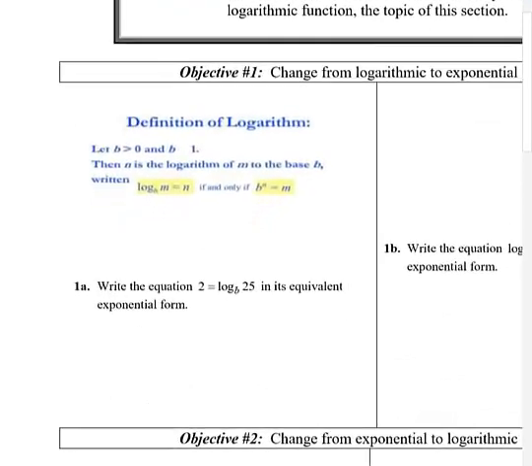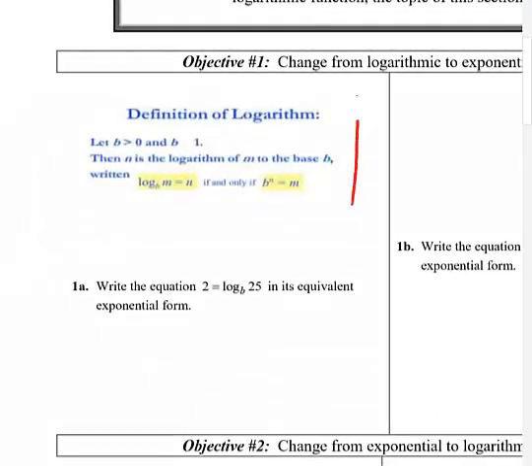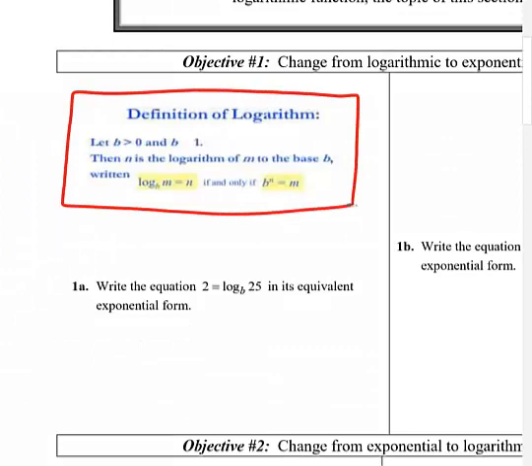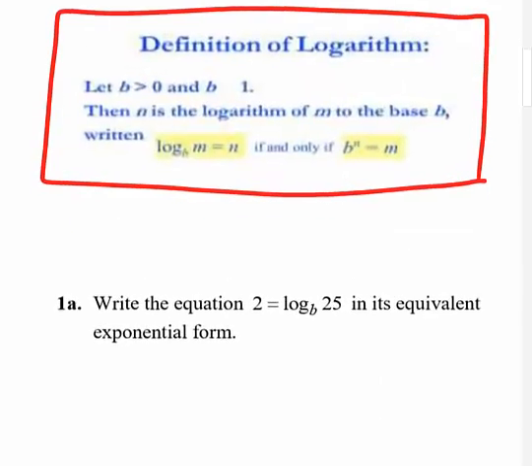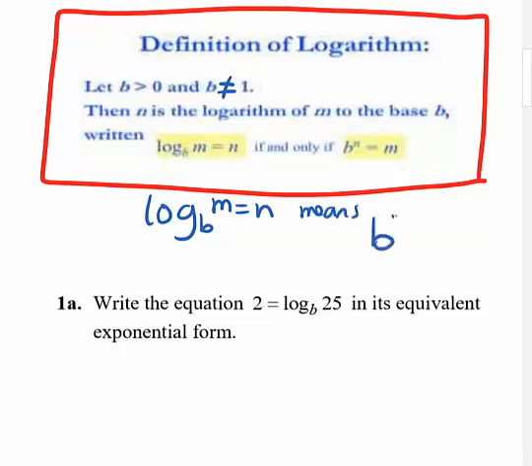So, what's the definition of a logarithm, and how do we write them out? What do they look like? Here is the definition. It says let b be greater than 0, so it has to be a positive number. And b should not be equal to 1. That should be a not equal to sign, sorry. Then n is the logarithm of m to the base b. What it says is log base b of m equals n. Pretty much that means that b to the n power equals m.